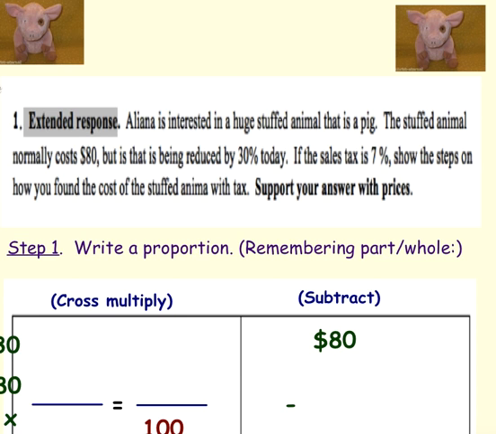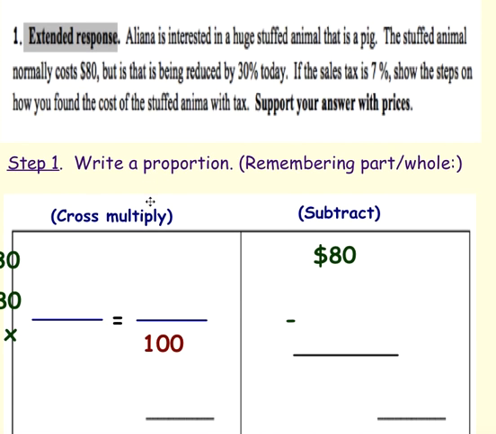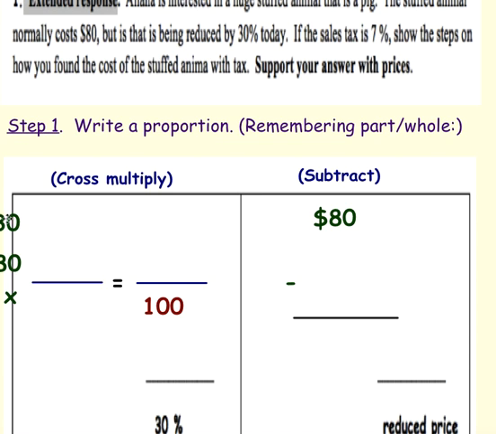And like I said, there are several ways to do this, but I'm going to show you one particular way. I always like to start with the percent. I'm going to put 30 over 100. And then since it's the whole price, I'm going to put 80 at the bottom. I'm going to put X on top. And what I'd like you to do real quick is cross multiply, and figure out what 30% is. I came up with $24.